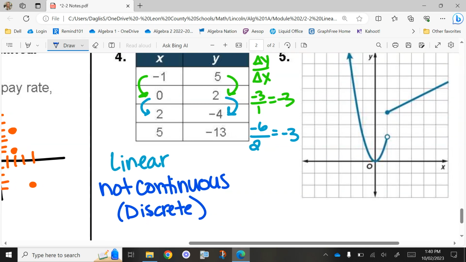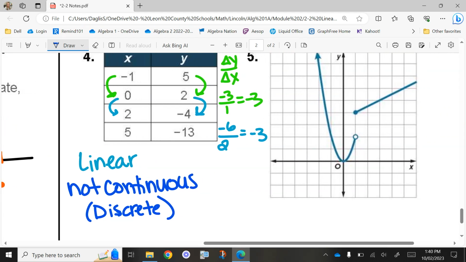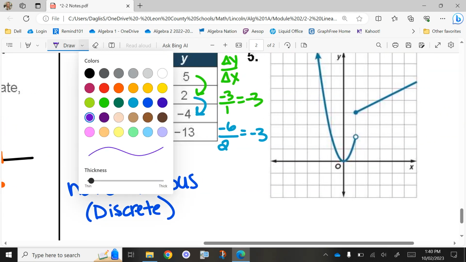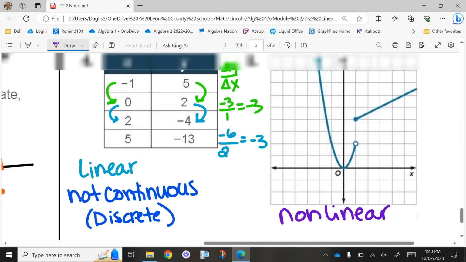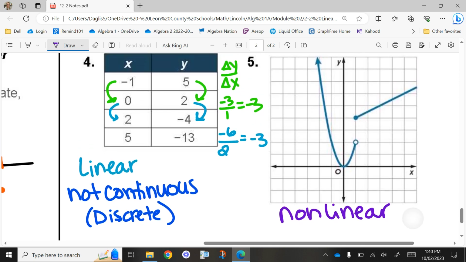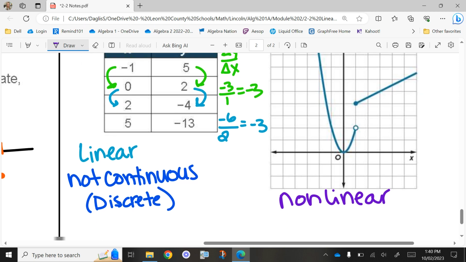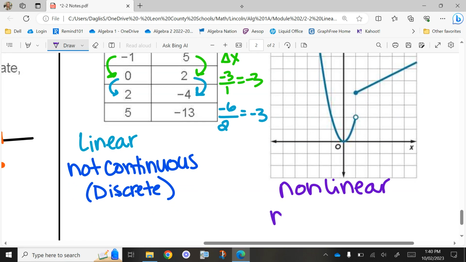All right. My last one, is this continuous? First question, is it a line? No, nonlinear. Is it continuous? No, because there's a break in the middle. And look, it also has a hole. See that open dot? That shows a hole. So this is not continuous.